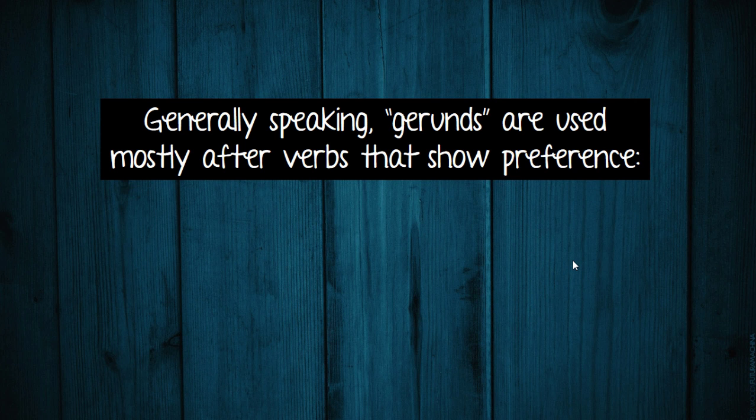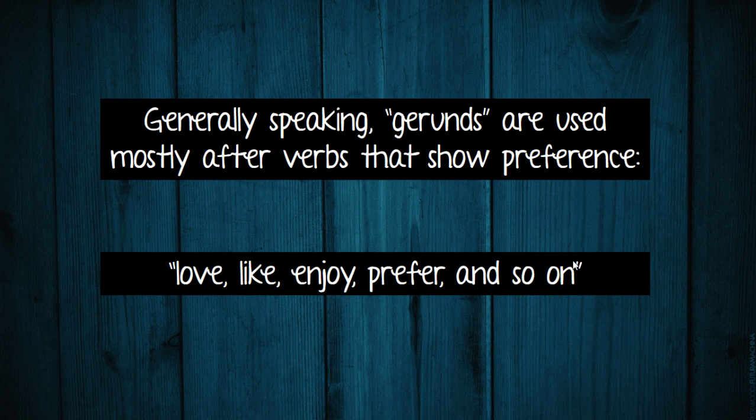Generally speaking, gerunds are used mostly after verbs that show preference. Generalmente, digamos, en general, los gerundios están usados después de verbos que muestran preferencia. I love doing, she loves doing, she likes, he likes reading, we enjoyed swimming, we prefer dancing, and so on. Siempre que hay un verbo que muestra preferencia, el verbo que la acción que sigue tiene que ir en ing, que sería como la actividad en sí, más que un verbo.